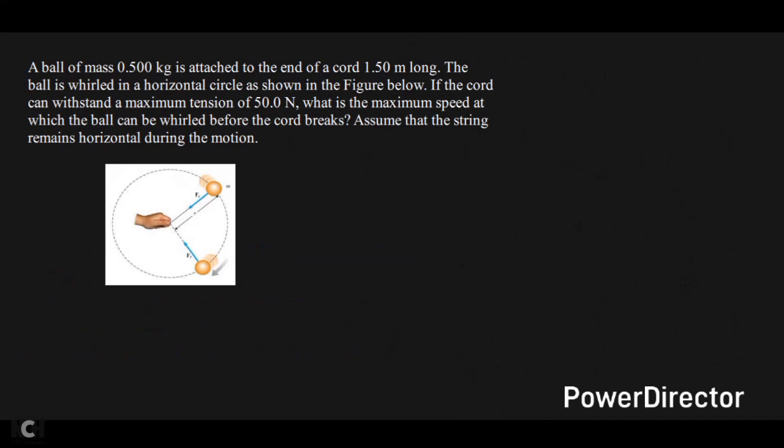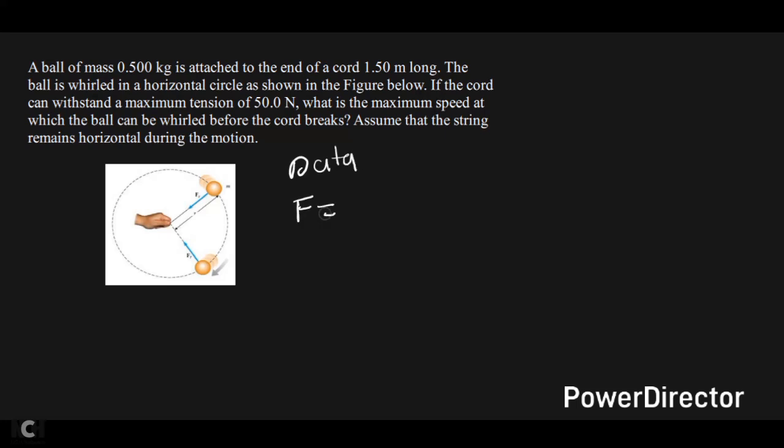Now let's go on to the next question. On the next question, they're saying a ball of mass 0.500 kg is attached to the end of a cord 1.5 meters long. The ball is whirled in a horizontal circle as shown in the figure below. If the cord can withstand a maximum tension of 50.0 newtons, what is the maximum speed at which the ball can be whirled before the cord breaks? Assume that the string remains horizontal during the motion. So how are you going to calculate that one? Let's take the data.